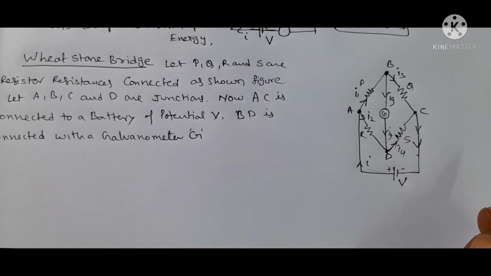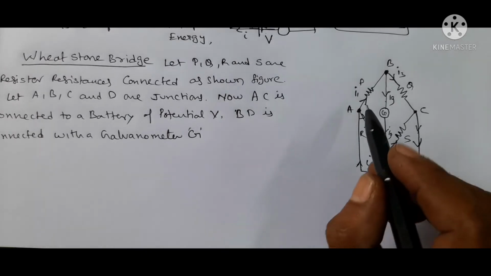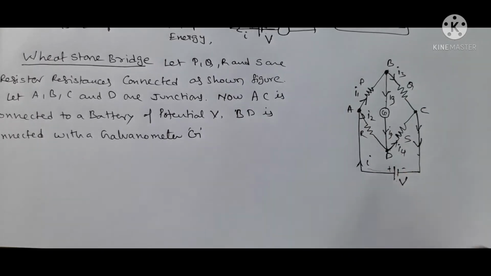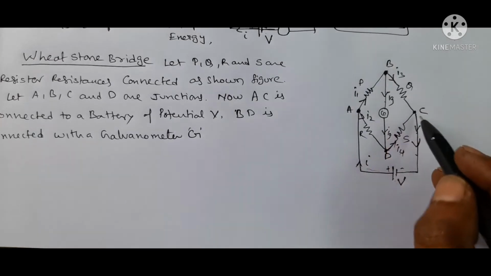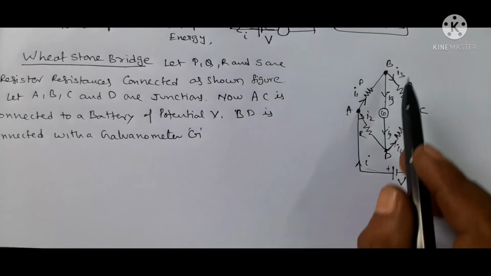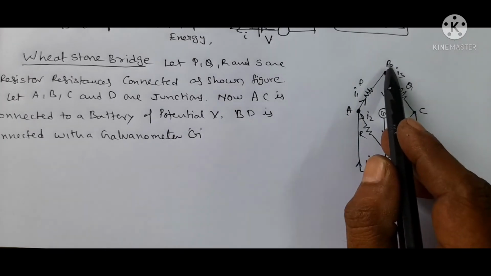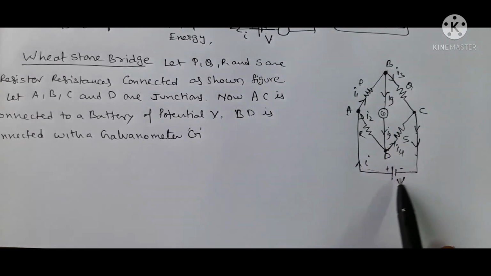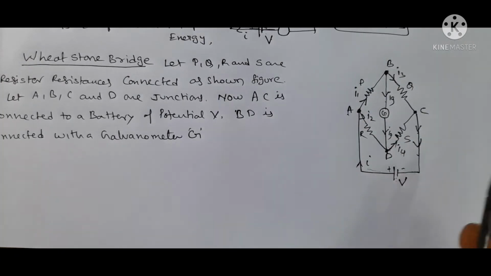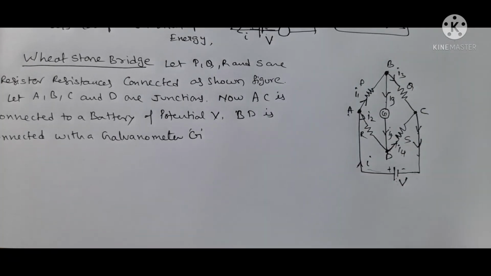That means here you can apply many types of loops. A, B, C, D are the junctions. Loops means you can use many loops: A, B, C, D, A is one loop; A, B, D, A is another loop; B, C, D, B is another loop; A, B, C, some V, A. So many loops you can observe here. Among them, for our convenience, you can use some loops to get the balancing condition.